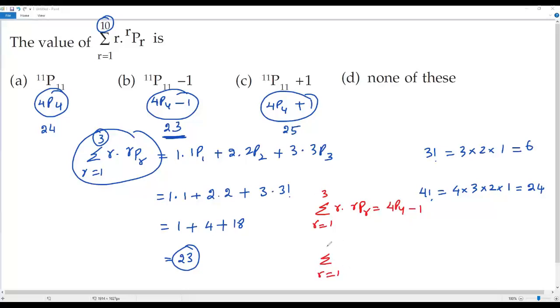Instead of 3, if I have 10 in this series, then the given series must be equal to what? If the maximum value of r is 3, we have 4P4, that is 3 plus 1. But if the maximum value of r is 10, then 10 plus 1, 11P11 minus 1. So the correct answer choice for the given question is option B.